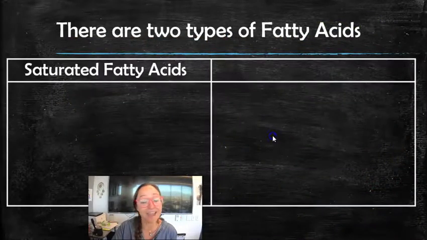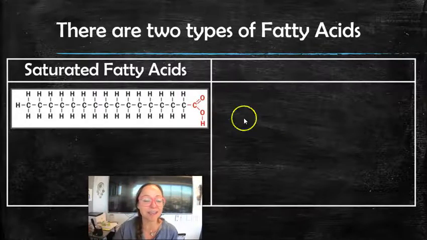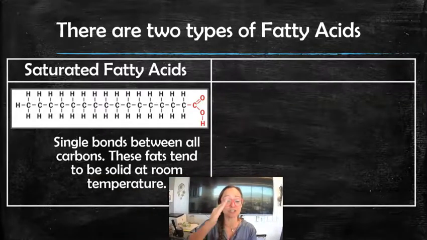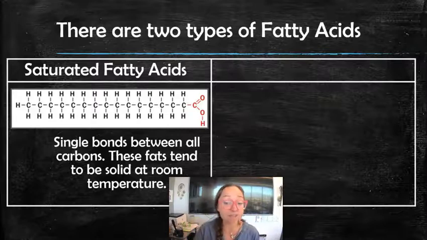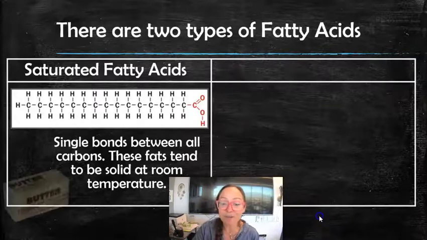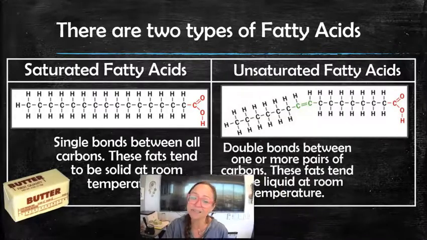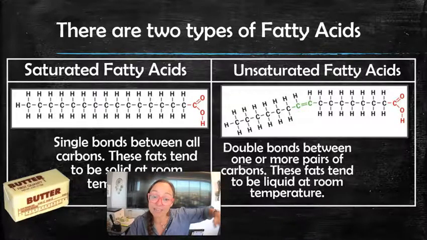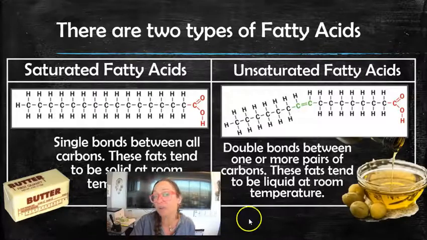We have saturated fatty acids that are straight chains. They are full of hydrogens and full of single bonds. Because they are such straight chains, they're able to pack really closely together, and that allows them to be solid at room temperature. Then you have your unsaturated fatty acids, which have at least one double bond between some carbons, and therefore they have kinks or bends in their fatty acid chains, and that enables them to be liquid at room temperature, like your olive oils.